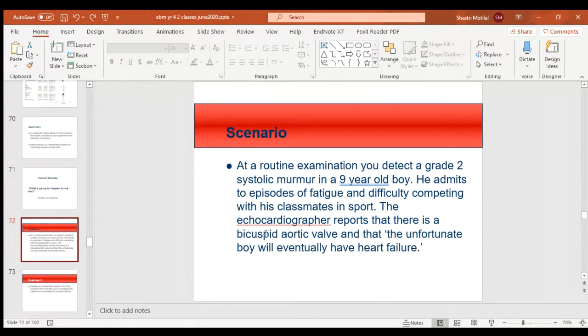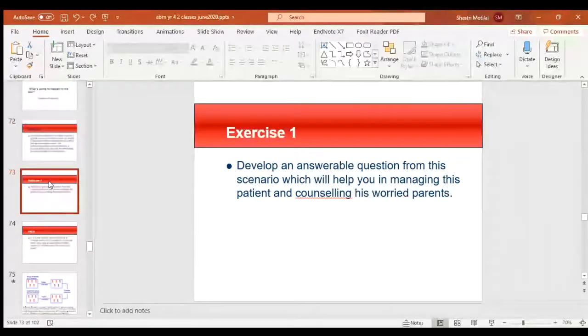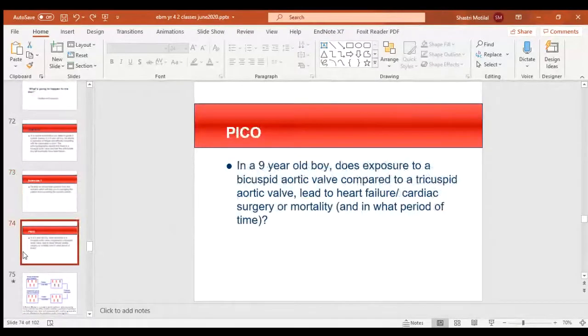So what would be the answerable question you could get from this scenario? Remember the first step in EBM? The first step in EBM is to ask an answerable question. And how do we phrase that question? We phrase that question in PICO. So what's the PICO question for this scenario? In a 9-year-old boy, that's the P, does having a bicuspid aortic valve, that's the I, compared to a normal aortic valve or a tricuspid aortic valve, that's the C, lead to the outcome of heart failure?